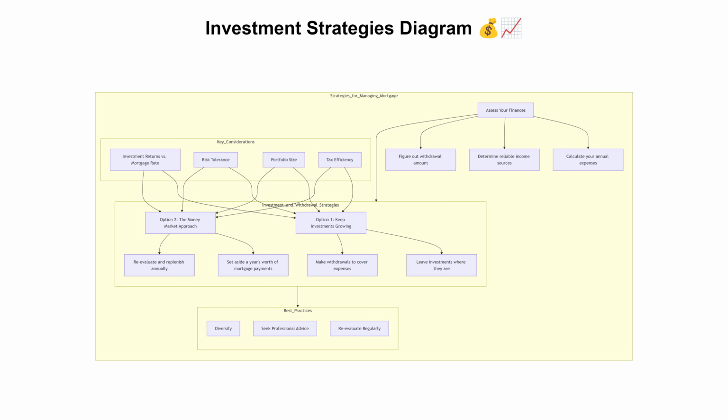Here's a diagram illustrating the two main strategies we've talked about. On one branch, we have the Keep Investments Growing strategy, where you continue to let your investments grow and make withdrawals for expenses. On the other branch, we have the Money Market approach, which involves setting aside a year's worth of mortgage payments into a money market account. Each strategy has key decision points you'll need to consider.